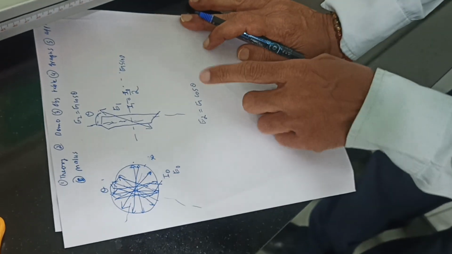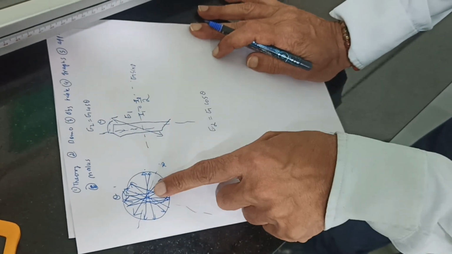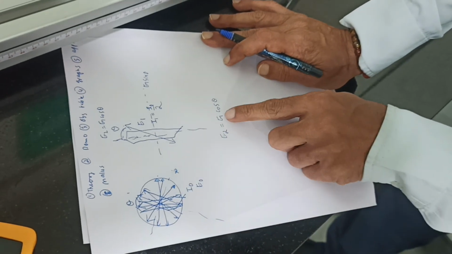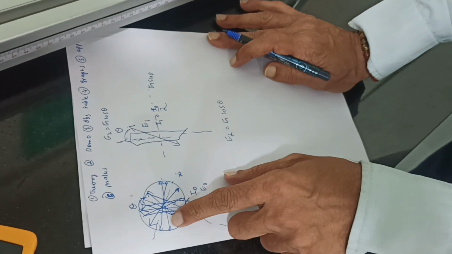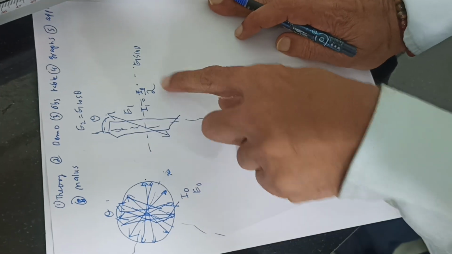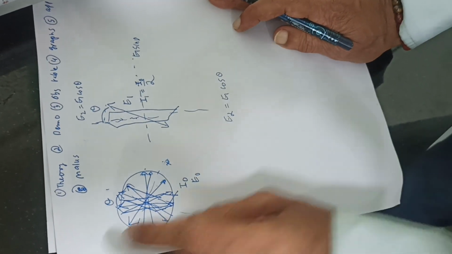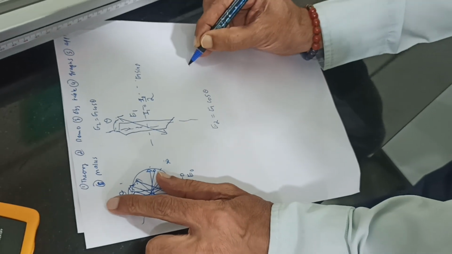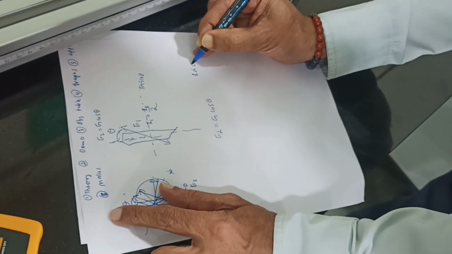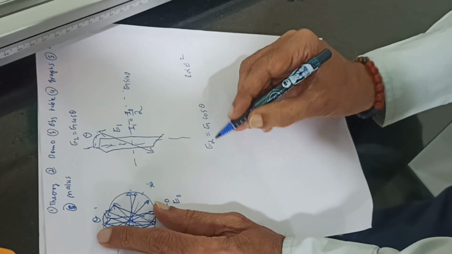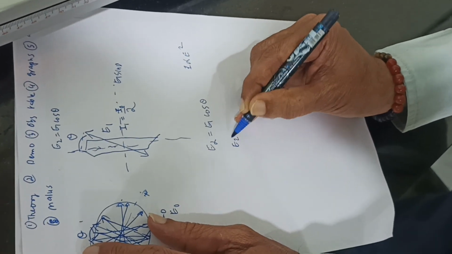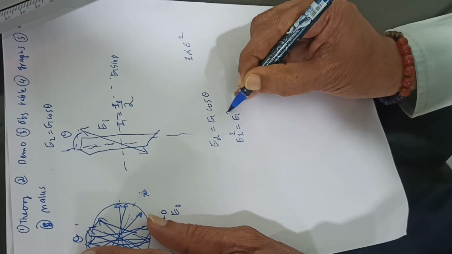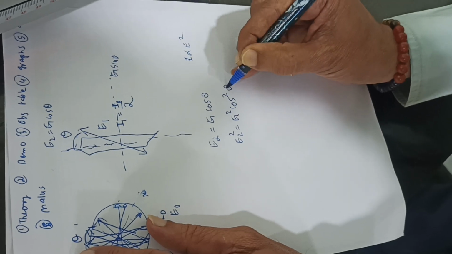What is theta? It is the angle between two polarizers, the angle between their optic axes. What is E1? It is the amplitude of light transmitted by the first polarizer. What is E2? It is the amplitude of light passed by the second polarizer. Now we know that intensity is proportional to amplitude squared. So let us square both sides. We will have E2 squared is equal to E1 squared cos squared theta.